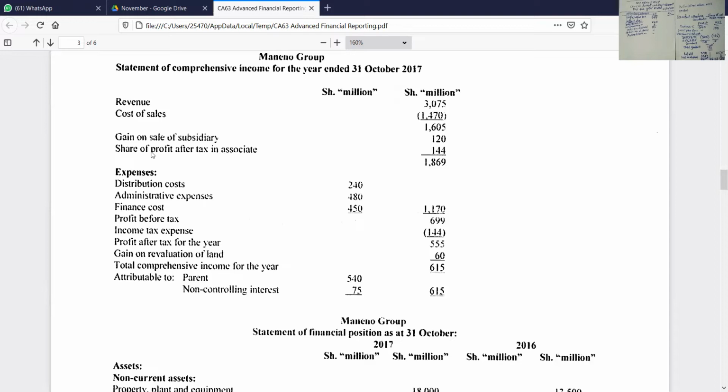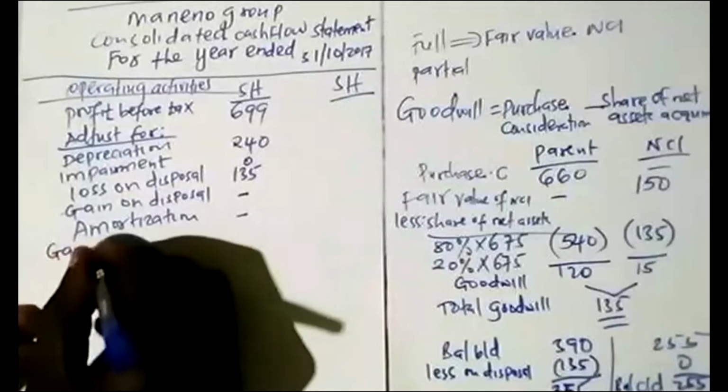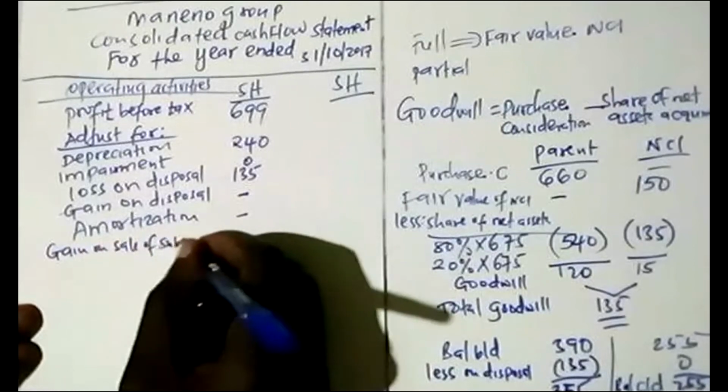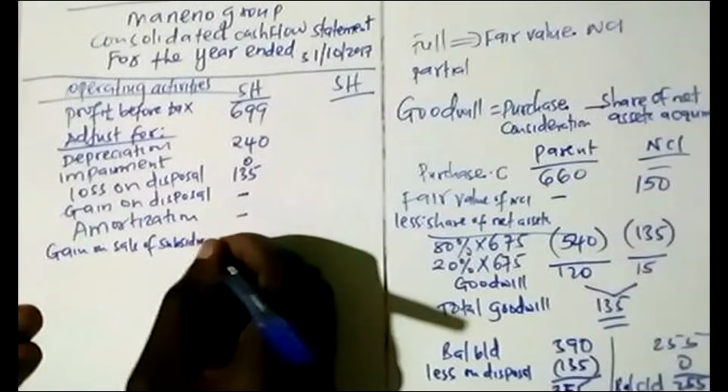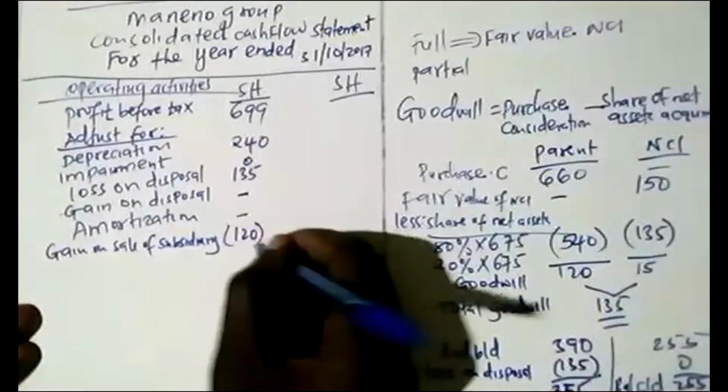There's this share of profit after tax in associate. It was added, so you subtract. There is this gain on sale of subsidiary, the 120. It was added, so you subtract. So let us start with that: gain on sale of subsidiary. It was 120, so we subtract.